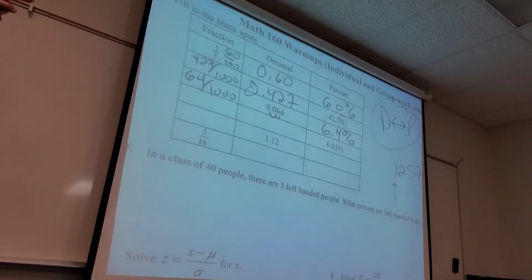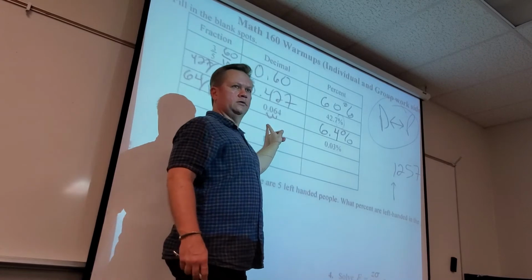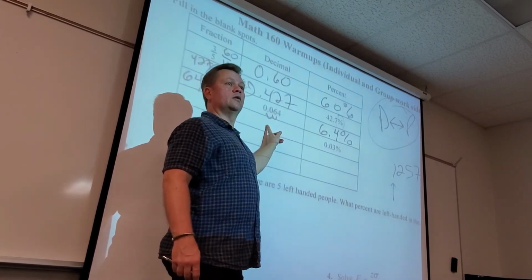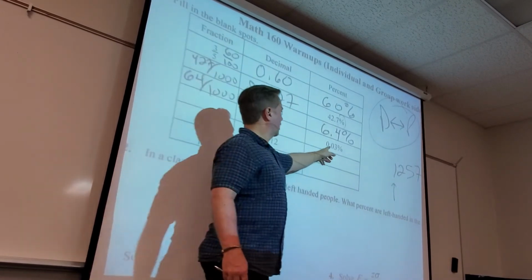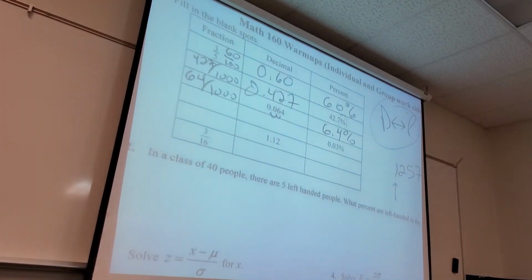All right, so what about this guy? What's he going to be as a decimal? You add more decimals. Point. You're going to move it back twice. Once, twice. You're going to have 3 zeros. 3 zeros. Kick ass.